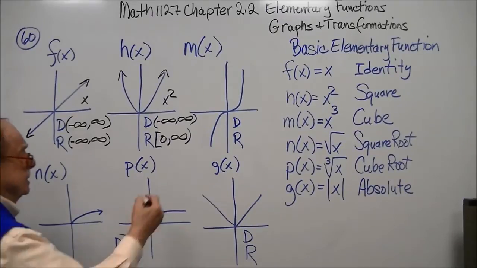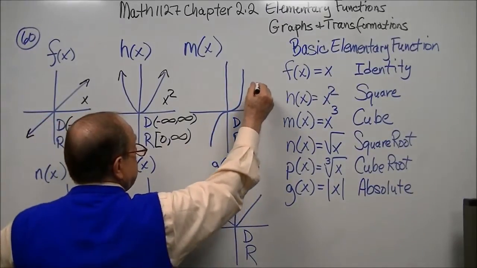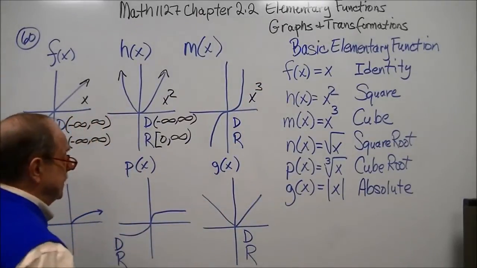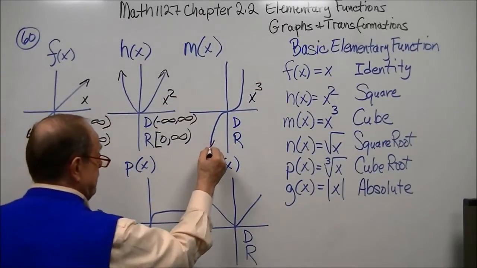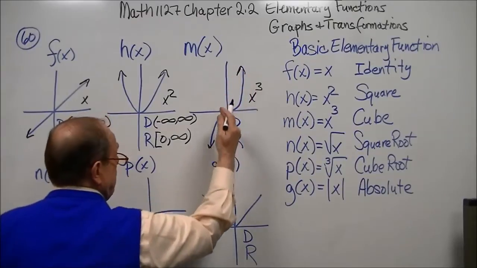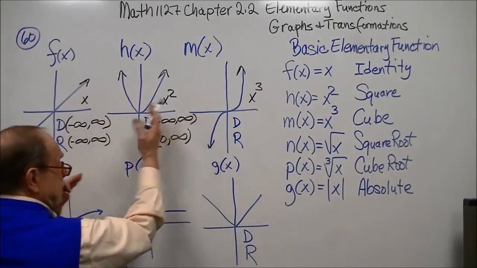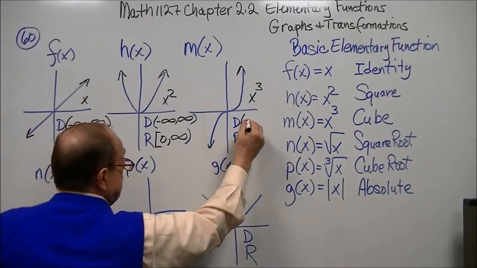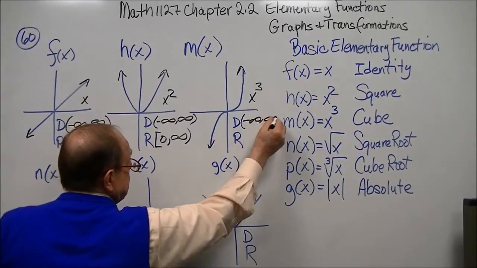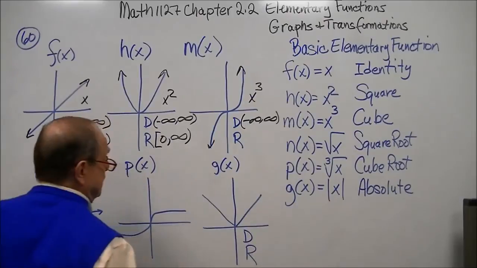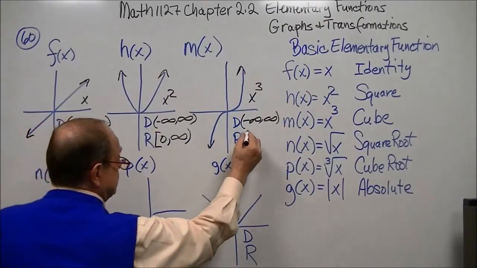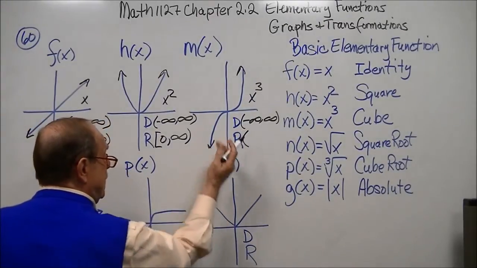Now m is the graph of x cubed, and again, there are arrows. And eventually, this would, for domain, go all the way from negative infinity to positive infinity. And that's the same for the range, y values.